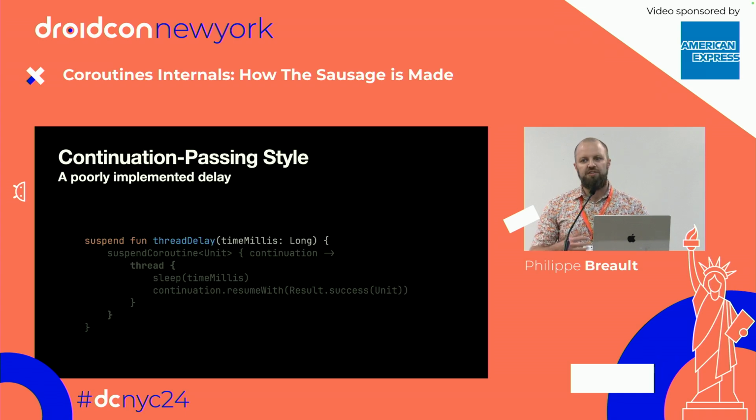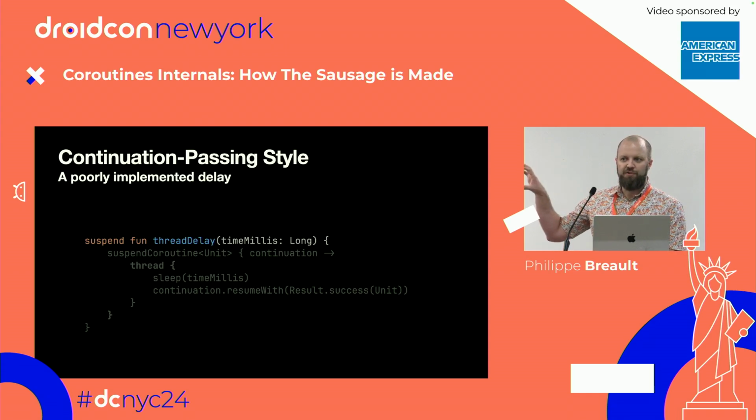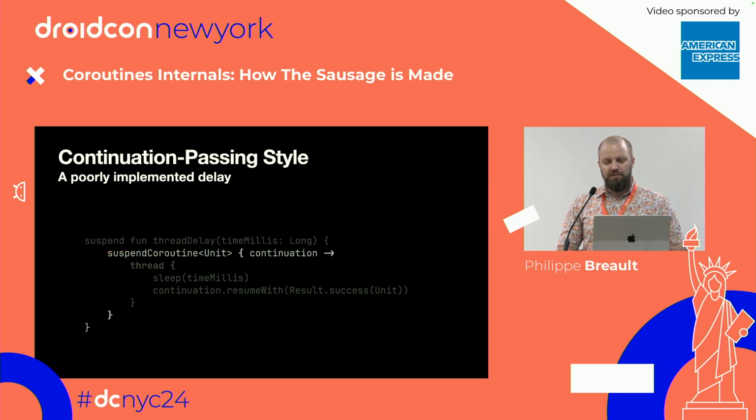Let's re-implement the delay suspendable method from the standard library, from kotlinx.coroutines. So we're going to have a thread delay. It's a worse implementation, please never do that. It's just for illustration purposes. We're going to start by using the suspendCoroutine method. This comes from the standard library. This method, as the name would imply, suspends a coroutine. And what that means is that once we get there, the entire coroutine is blocked.